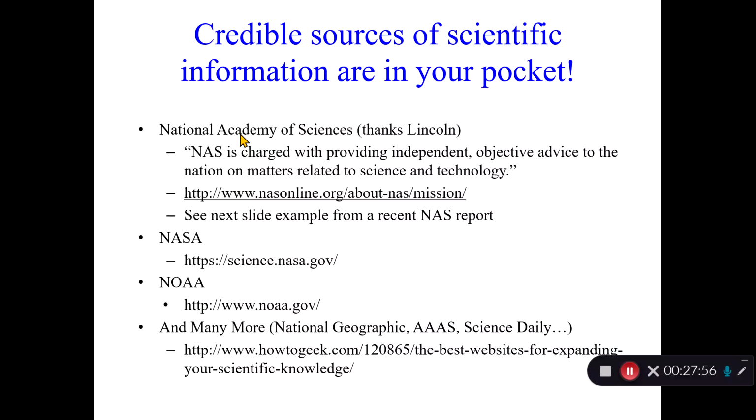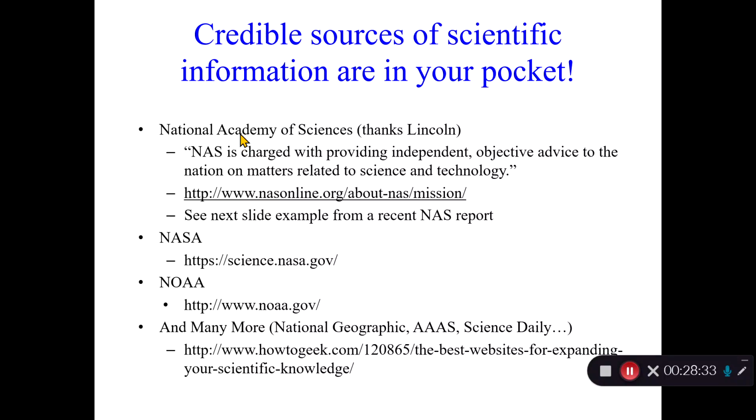So I'm just going to tell you some credible sources for scientific information, and you likely can access them in your pocket, right, because of the wonderful thing called the internet. So here are some. By no means is this an exhaustive list, right? In the U.S., we have what's called the National Academy of Sciences, and good old Abe made the National Academy of Sciences back in the day, right? And the National Academy of Sciences is charged, their mission is to provide independent, objective advice to the nation on matters relating to science and technology.